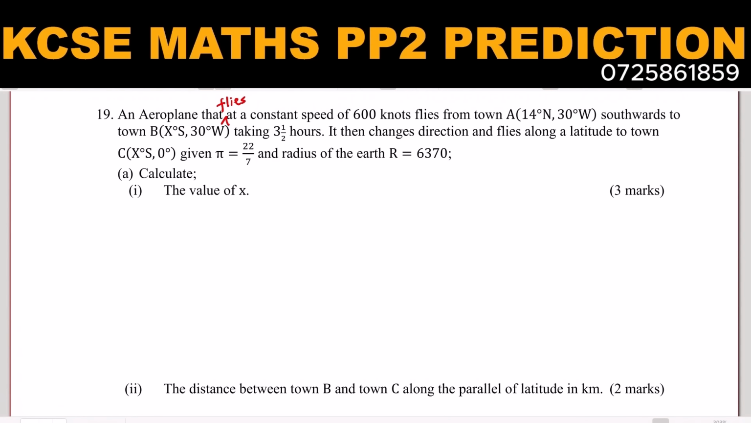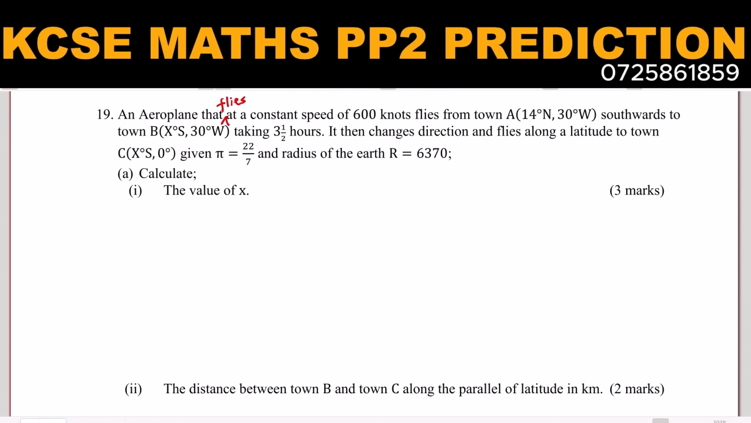An aeroplane that flies at a constant speed of 600 knots flies from town A, 14 degrees north, 30 degrees west, southwards to town B, x degrees south, 30 degrees west, taking 3.5 hours. It then changes direction and flies along a latitude to town C, x degrees south, 0 degrees. Given that pi is equal to 22/7, the radius of the earth is equal to 6370.